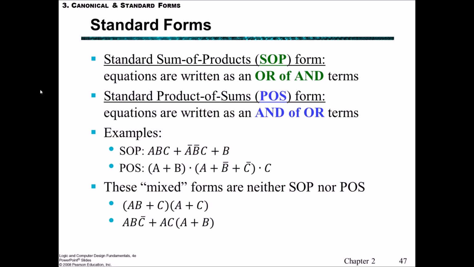In the standard sum of products form, the equations are written as an OR of AND terms. In the standard product of sums form, the equations are written as an AND of OR terms. An example of the sum of products is like this, where we have all of these being AND terms, and this is individual, and the OR is in between. The product of sums is where we have sums, as in we have ORs, and then we have ANDs in between these. There are other mixed forms which are neither sum of products nor product of sums. For example, these ones where there's an AND term in here, and there's an AND term in here, so making these neither SOPs nor POSs.